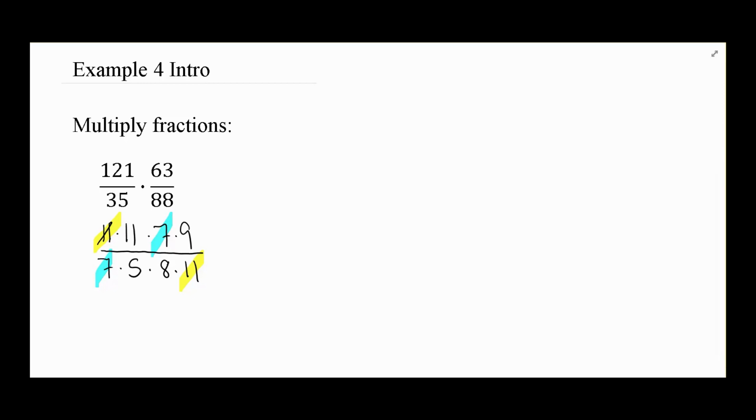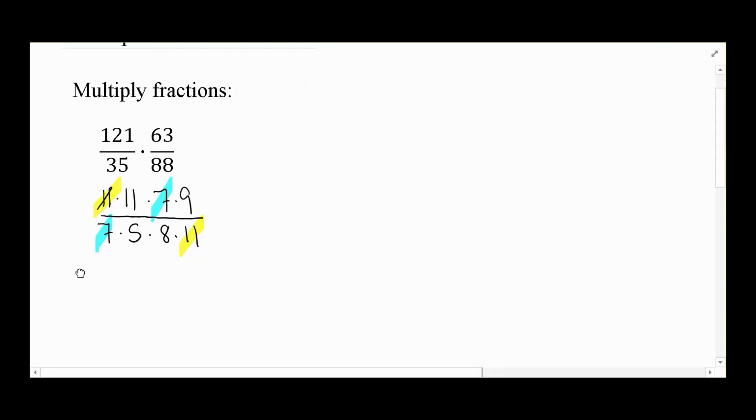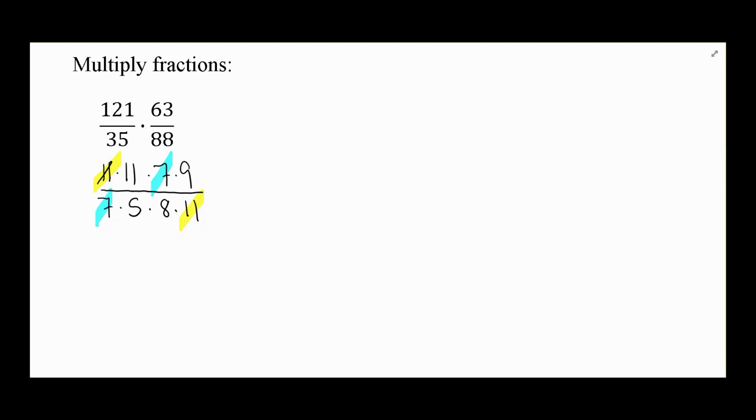And then that's it. There's another 11 in the top. There's no 11 in the bottom. There's a 9 in the top, which could also be a 3 and a 3. There's no 3s or 9s in the bottom. So nothing else simplifies. Now we can go ahead and multiply. 11 times 9 is 99. 5 times 8 is 40. That's our answer.